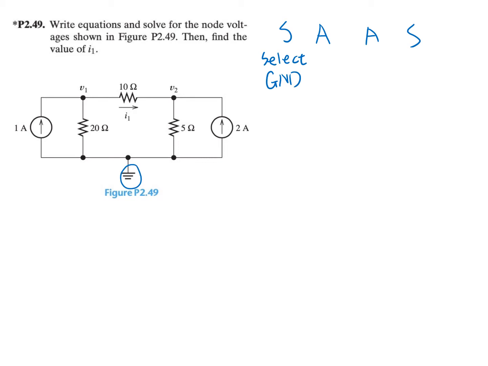The second step is to assign voltage. We assign the voltage for each node. For example, this is V1 and this is V2. The third step is apply. We apply KCL to each node. For example here, we apply KCL, and similarly for this node, we apply KCL. So that's apply. And the last step is to solve equations. The equations are a system of KCL equations.